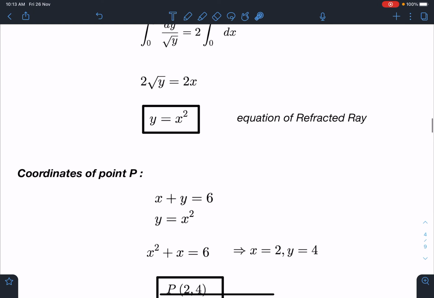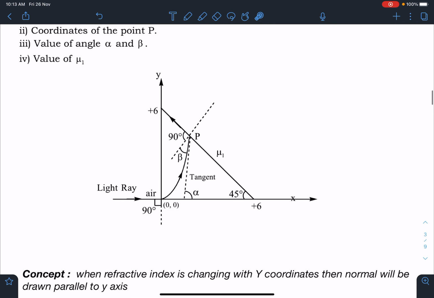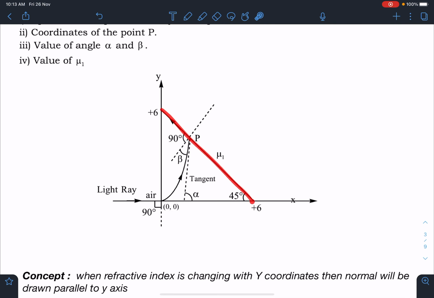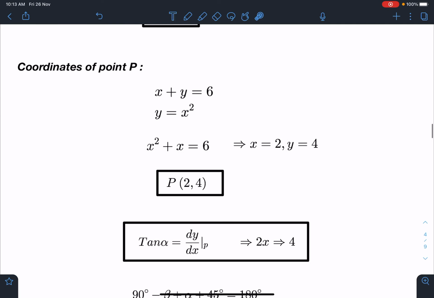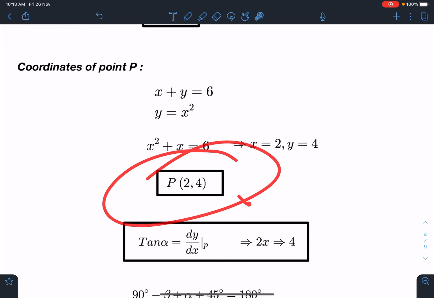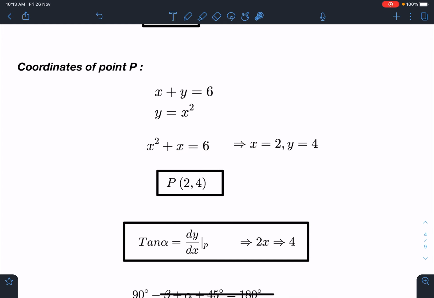Now in order to find the coordinates of point P, we need to see here the equation of this line is x plus y is equal to 6, and this is the parabola y equal to x squared. So wherever these two are intersecting, that is going to be the point P. So the intersection of these two curves will give us x equal to 2 and y equal to 4. So the coordinates of point P is going to be 2 comma 4.